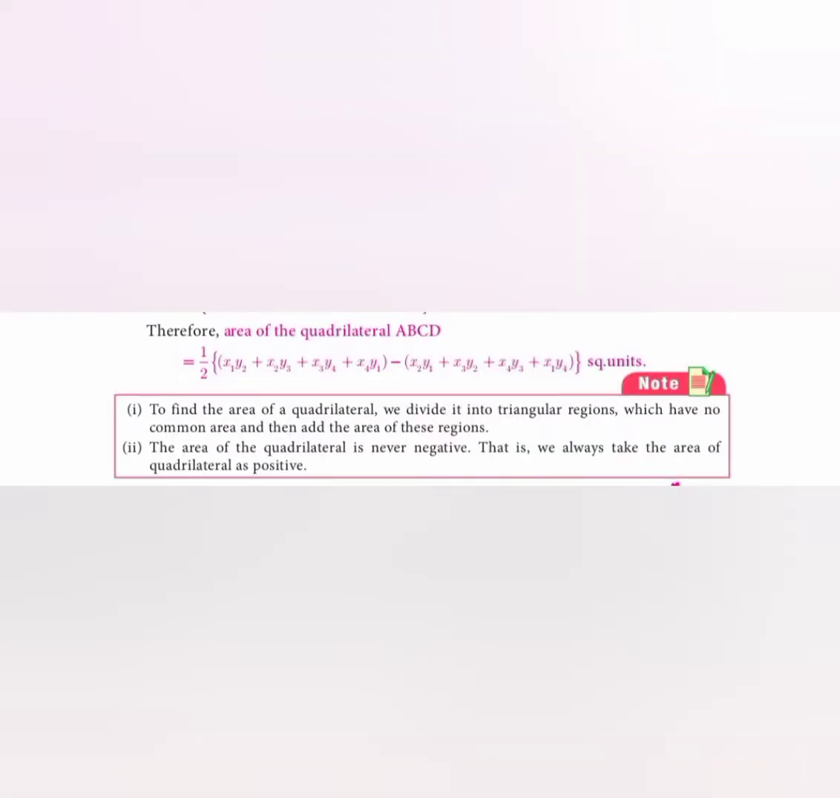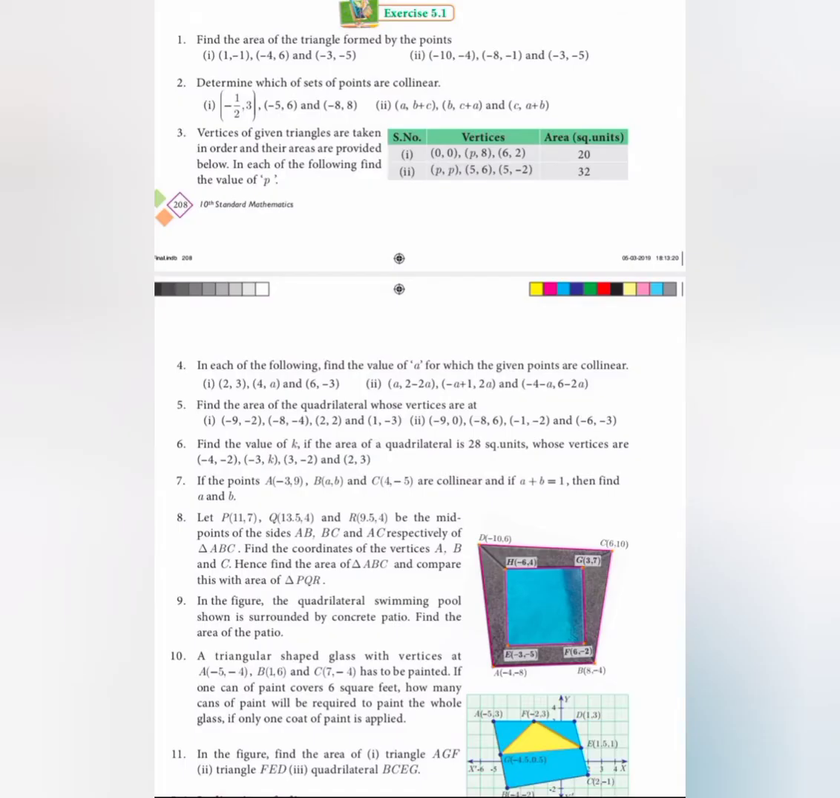which means the points are collinear. Now finding the area of the quadrilateral ABCD: half into x1 y2 plus x2 y3 plus x3 y4 plus x4 y1 minus, again a bracket, x2 y1 plus x3 y2 plus x4 y3 plus x1 y4 square units. So this is the exercise. We'll be seeing it in 2 videos. Let's move on to the topic.